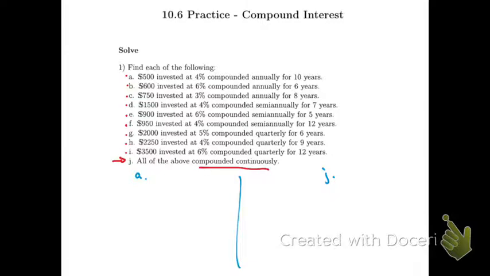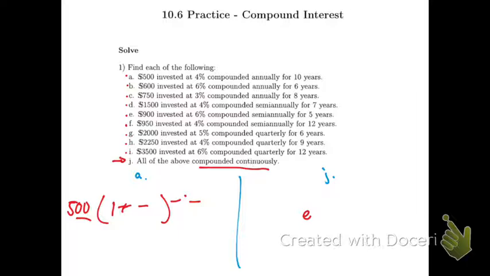So over here, we're always going to have an e, because it's compounded continuously. All the ones over here are going to have a principal. And then we're going to have 1 plus a fraction taken to two numbers being multiplied together. Okay, so let me do A first. So we have 500 over here. And then 1 plus.